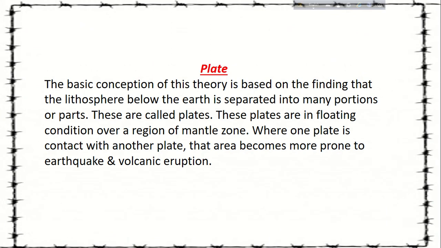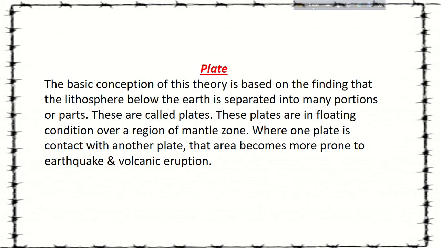The basic conception of this plate tectonic theory is based on the findings that the lithosphere below the earth's surface is separated into many portions or parts. These are called plates. So you can remember what the lithosphere is. The upper portion of the lithosphere is known as the earth crust, and the earth crust is covered by either water or soil. So the topmost part of the earth is known as the lithosphere, not the earth's surface. These plates are in a floating condition over a region of the mantle zone. Where one plate is in contact with another plate, that area becomes more prone to earthquake and volcanic eruption.